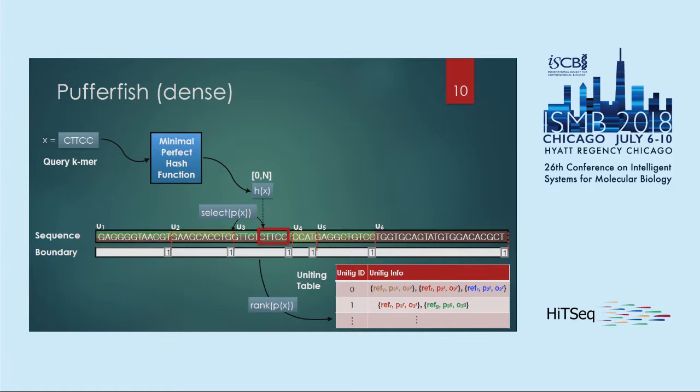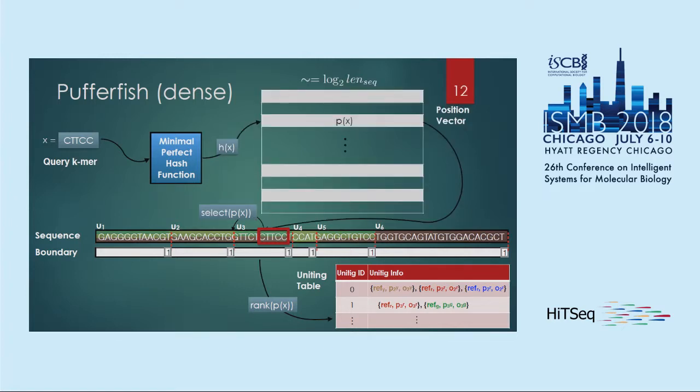The problem is, as I said earlier, because the minimal perfect hash function doesn't preserve the order, the output index is not necessarily the actual index of the k-mer. For that, we need to maintain another data structure, which is the position bit vector, where in each index corresponding to the k-mer, we put the actual position of the k-mer in the sequence bit vector. And now the whole query pipeline is complete.